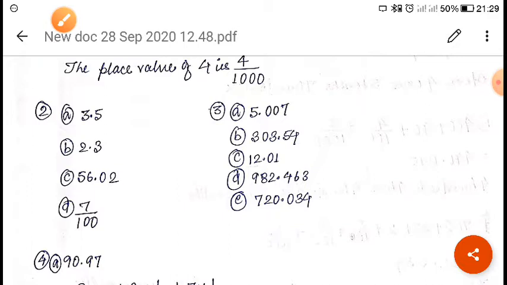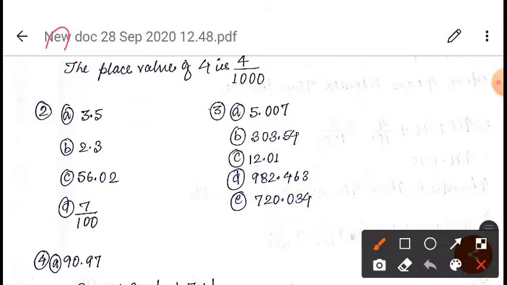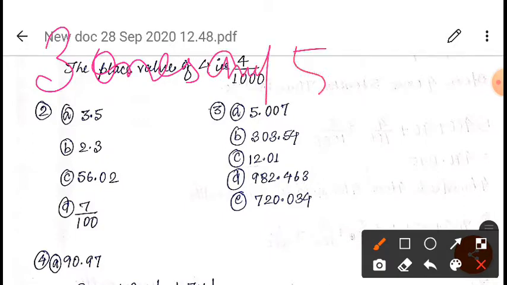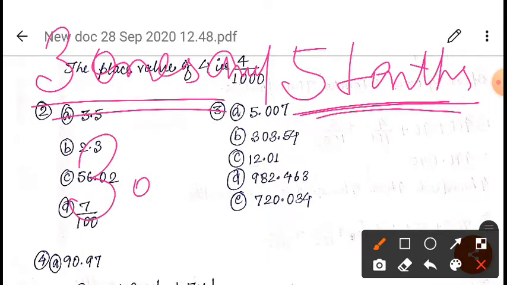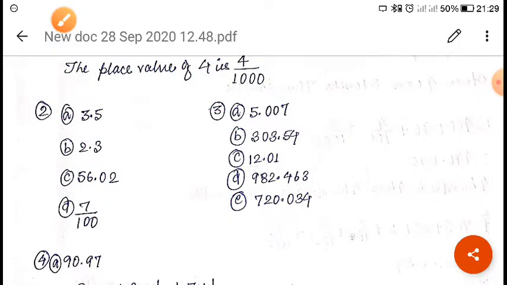So let me write this. It has been asked here, find the decimal form of 3 ones and 5 tenths. Means 3 ones and 5 tenths, okay. So how can we write this? 3 ones means 3, nothing will be there. After that there will be a point, and 5 tenths means what? 5, okay.